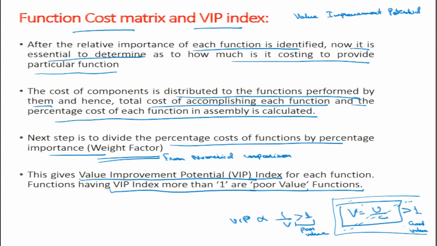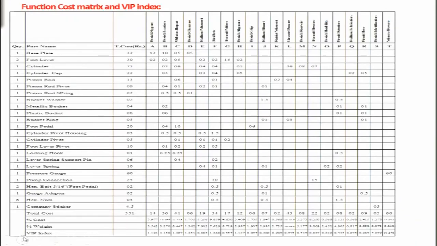Okay, I am putting a cross here. We are talking about this, not this. This is function cost matrix and value improvement potential. This was developed for the whole product. All the functions are listed here, functions from A to T in this line, and these are the components. Base plate, 24 components are there, quantity is also here.